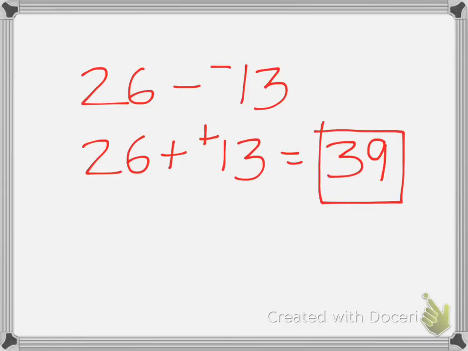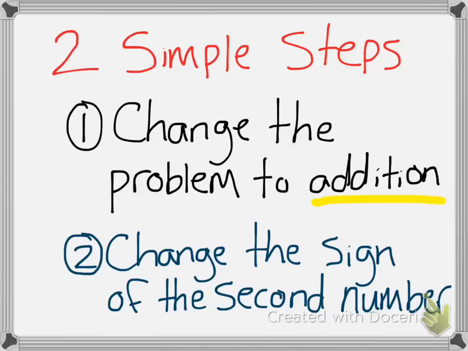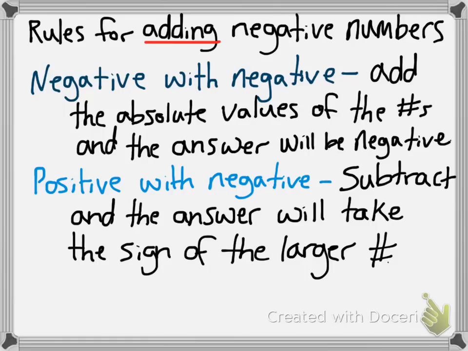Again, the easiest way to solve these is by memorizing and looking at your notes. So just to review, the 2 simple steps for subtracting integers is change the problem to addition and change the sign of the second number. Then you have to remember the rules for adding numbers. Negative numbers added with negative numbers, you add their absolute values, and then the answer is going to be negative. Positive with negative numbers, you're going to subtract or find the difference, and the answer will take the sign of the larger number.